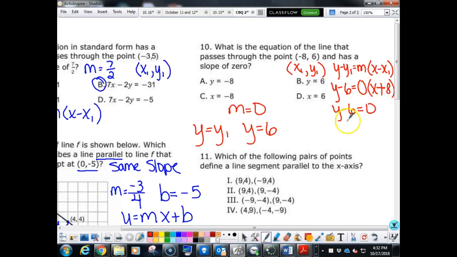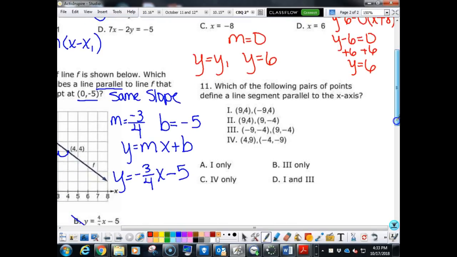Okay, so then I'm just going to add 6 to both sides. So y is equal to 6. So that is if you forget this part right here. So the correct answer is B. Alright, and remember, if m is undefined, so let's put that up here just to remind yourself. If m is undefined, for 1 over 0, then it's x equals x1. Okay, so that's a good thing to memorize.